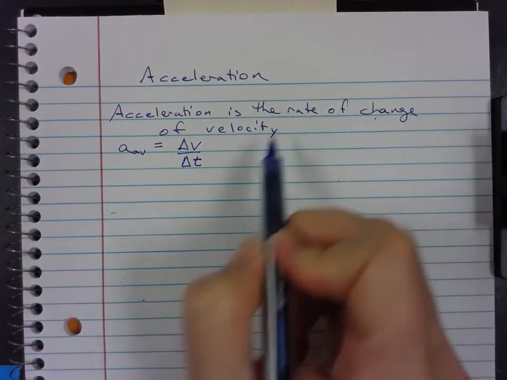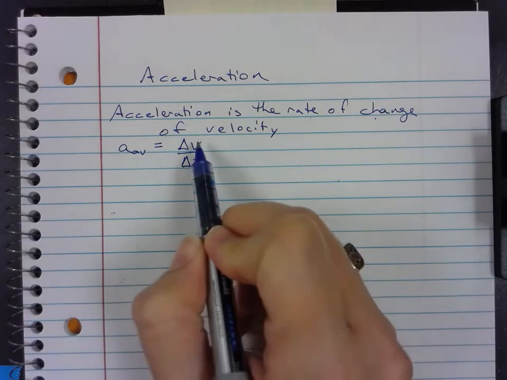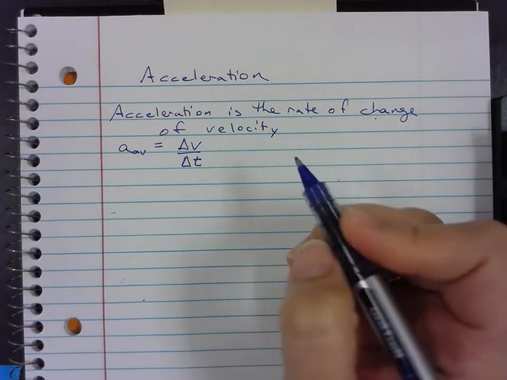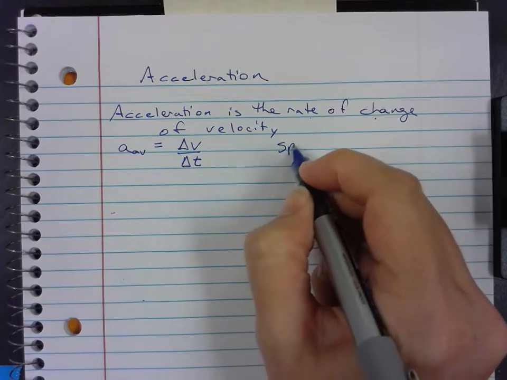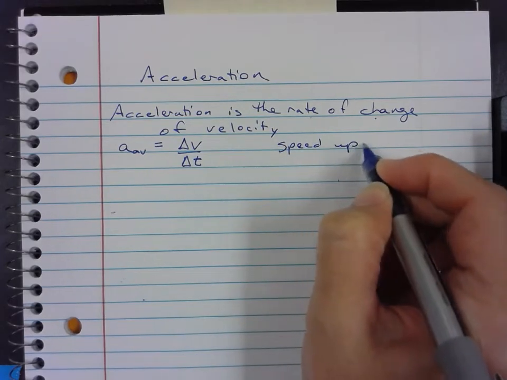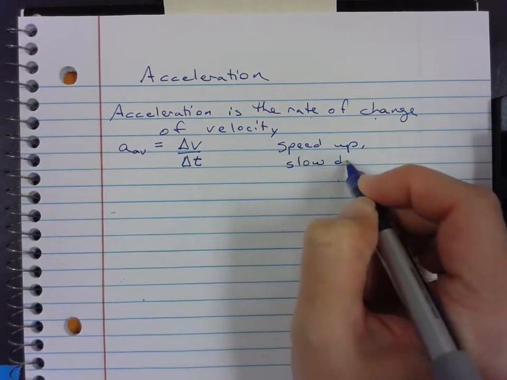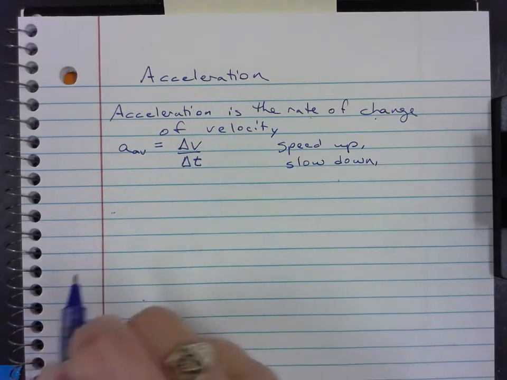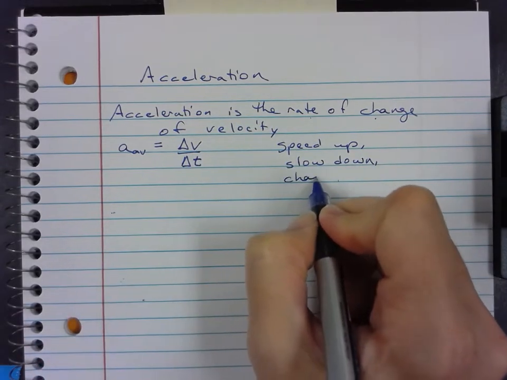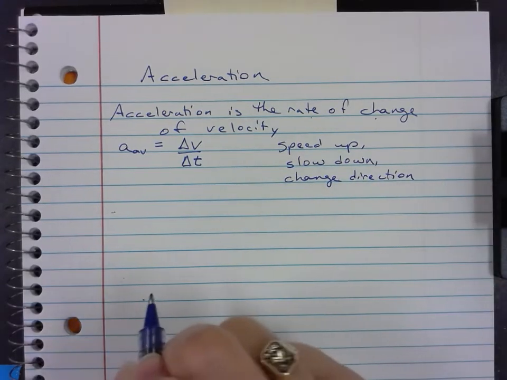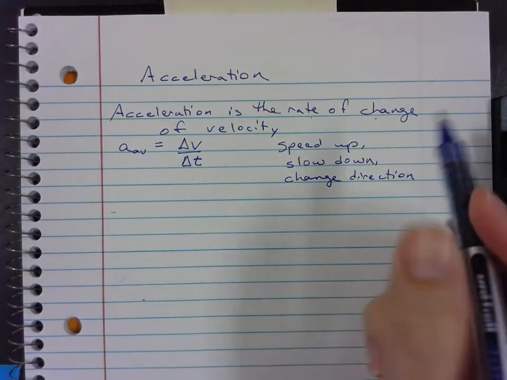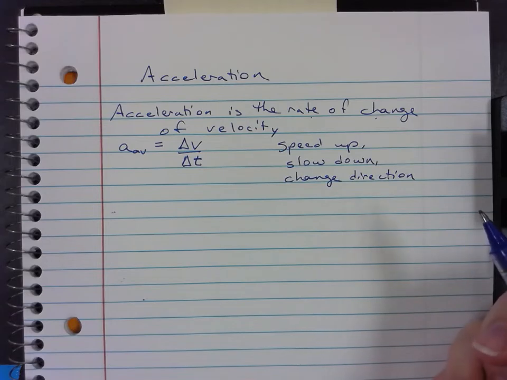So this rate of change means how much time did it take you to change. Change in velocity is change in velocity. Now this can be any change in velocity. So if you speed up, or if you slow down, or because velocity is a vector, if you change direction. In this unit and the next unit, we're going to be mostly dealing with speeding up and slowing down.